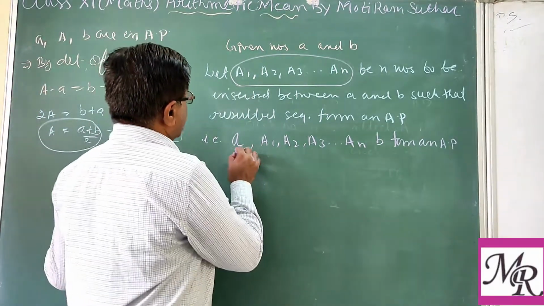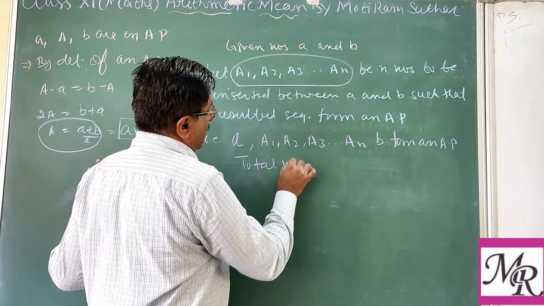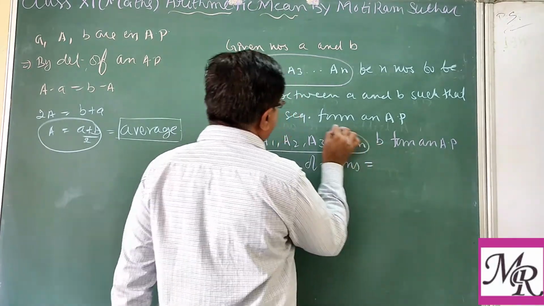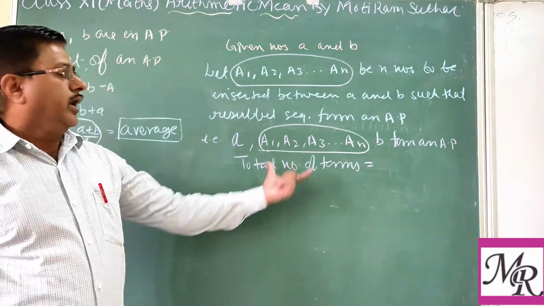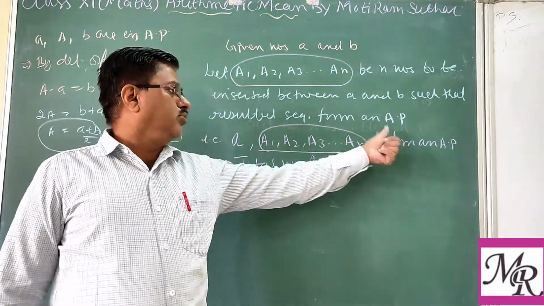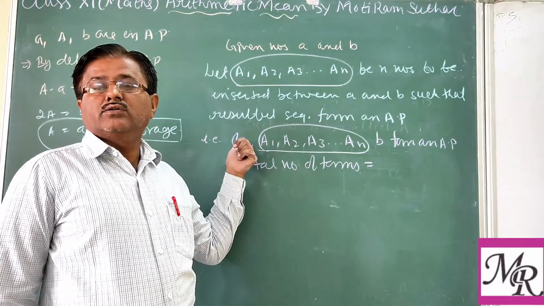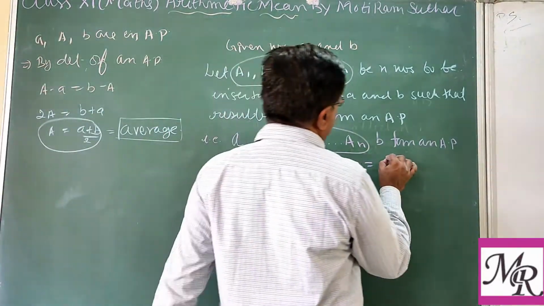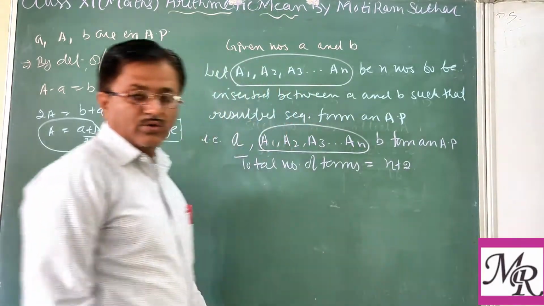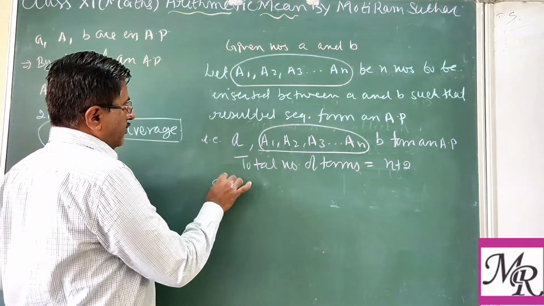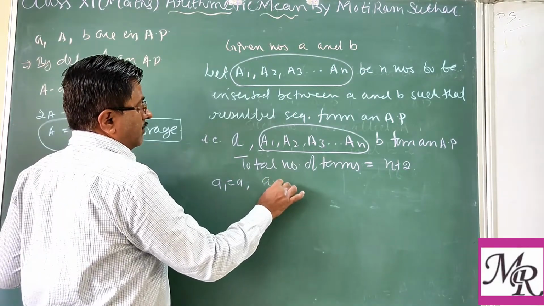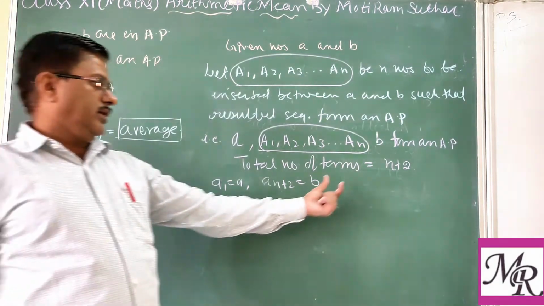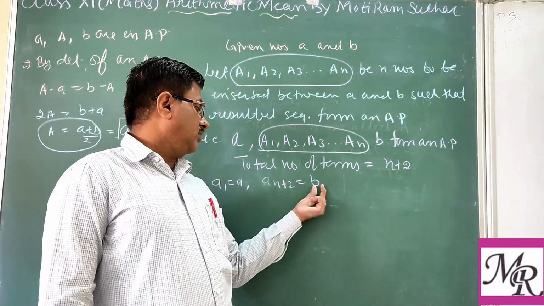So here, what is the total number of terms? You know n numbers are given between A and B. N is here and 2 more are there. So n plus 1, n plus 2. So the total number of terms is n plus 2. That is, the first term is A and the last term, the n plus 2th term, is equal to B.